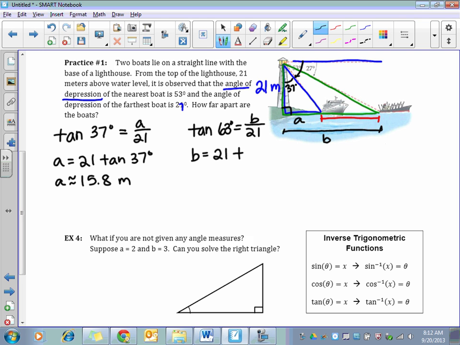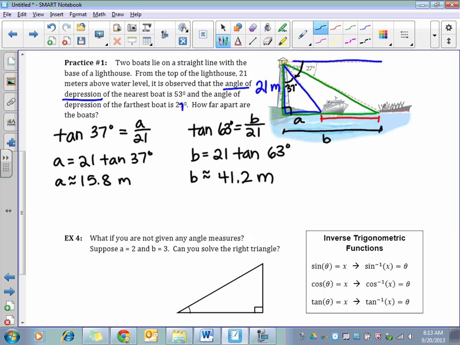Again, we're going to rearrange. And we find that B has a length of approximately 41.2 degrees. Sorry, not degrees. This is a distance, so it's going to be 41.2 meters.